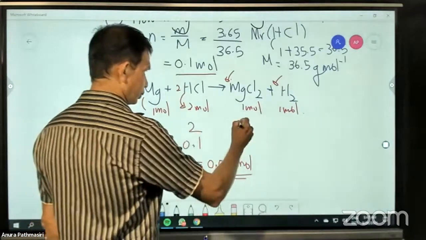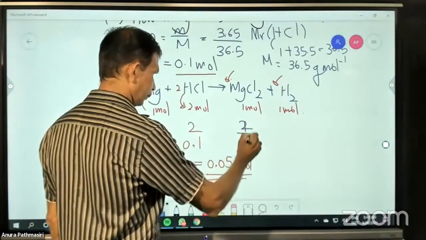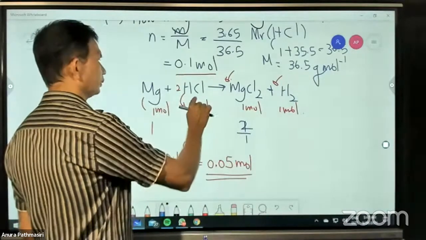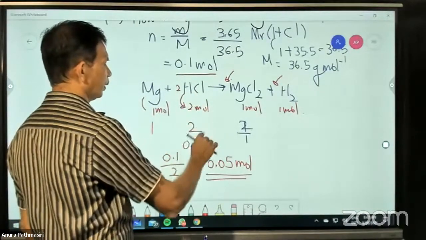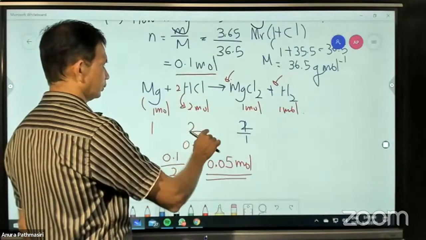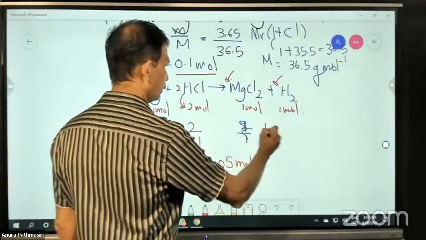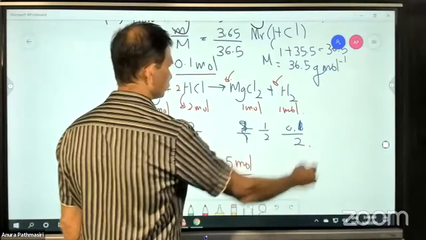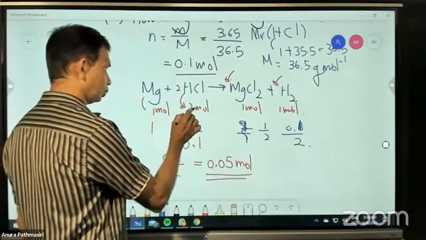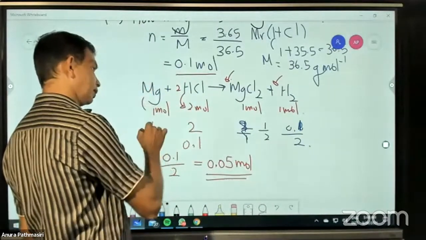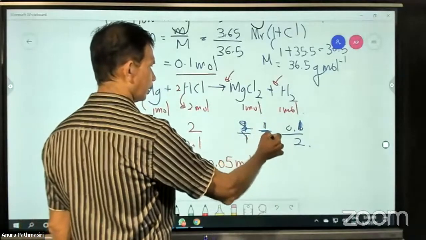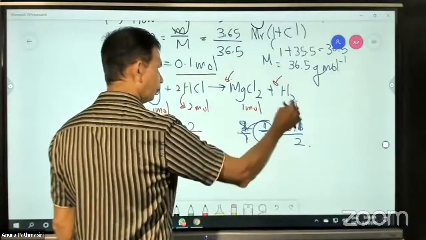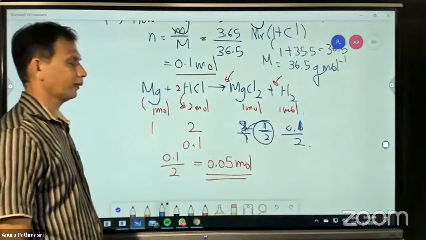That means 2 divided by 1, right? And if you have 0.1, you have to divide 0.1 now by 2. So if you have 2 moles HCl and magnesium 1, then I got the relationship like here. And now if it is 0.1, you have to divide that.